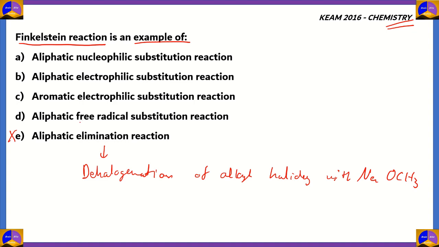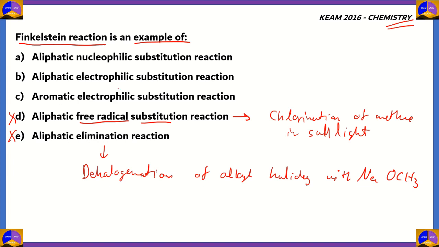Next, we have aliphatic free radical substitution. This occurs in substitution reactions such as the chlorination of methane in sunlight. So the process that gives us chloroform, CHCl3, is aliphatic free radical substitution. Basically, chlorine, Cl2, is converted into a free radical in the presence of sunlight, and this free radical replaces the hydrogen in hydrocarbons. So therefore, option D is incorrect.